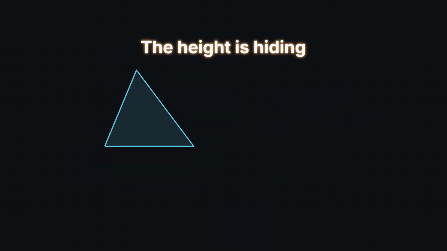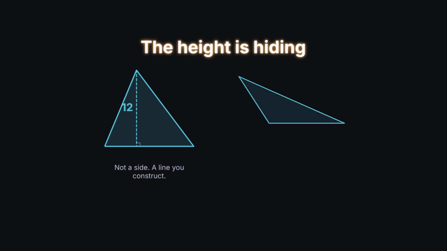Simple enough. But now, here is the catch. Why would we ever need 7 more formulas? Because the height is slippery. It is not one of the sides. It is a line you have to construct, drop from a corner, meeting the base at a right angle. Tilt the triangle far enough and it falls outside the shape entirely.